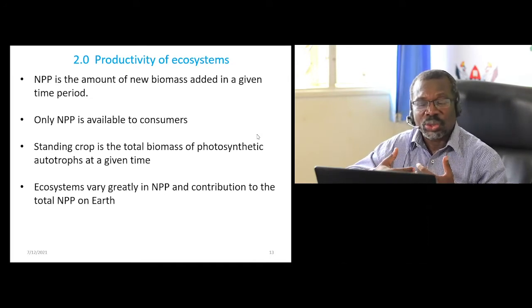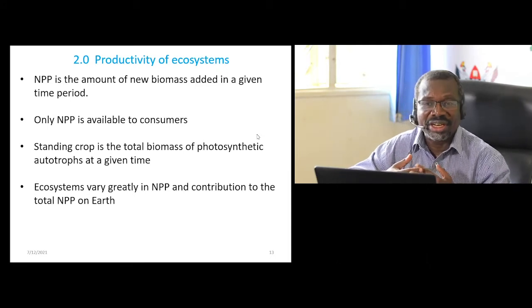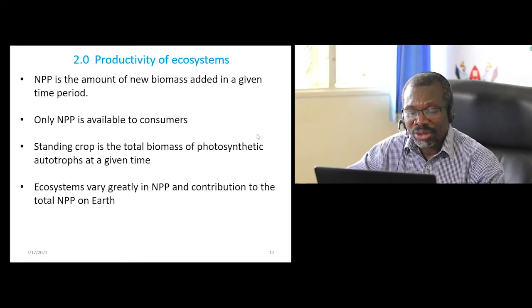Ecosystems vary greatly in NPP across the earth.